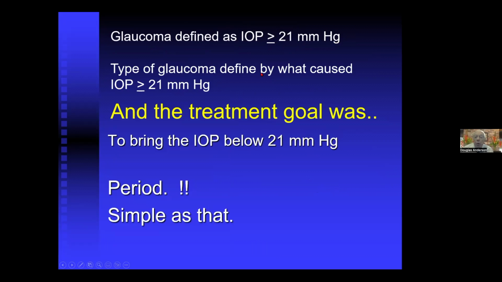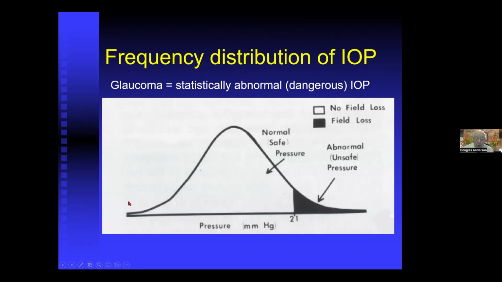The type of glaucoma was defined by what caused the pressure, and the treatment goal was to bring the pressure into the normal range. It was as simple as that. To diagram that, this is the frequency distribution of the intraocular pressure in the population, and anything higher than the mean plus 2 standard deviations, which was 21 millimeters of mercury, anything above that was harmful.